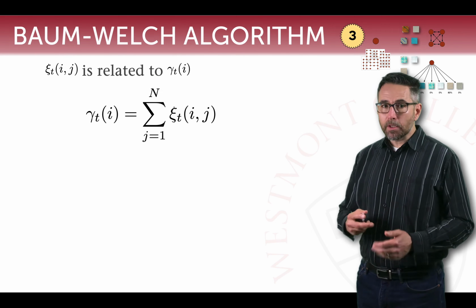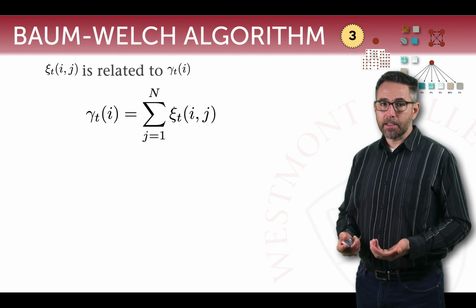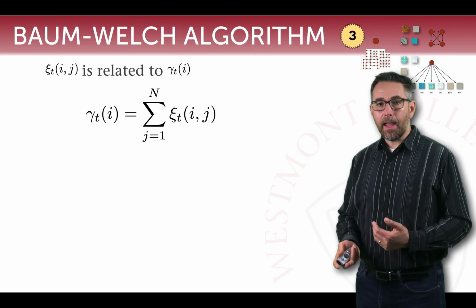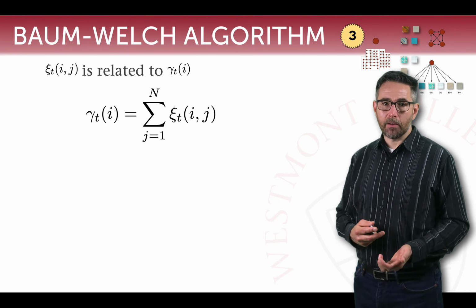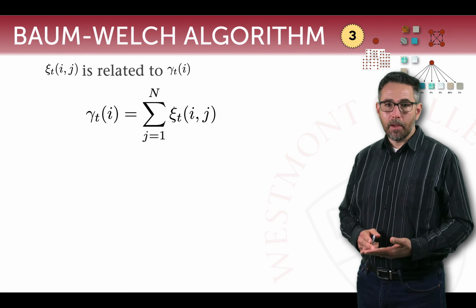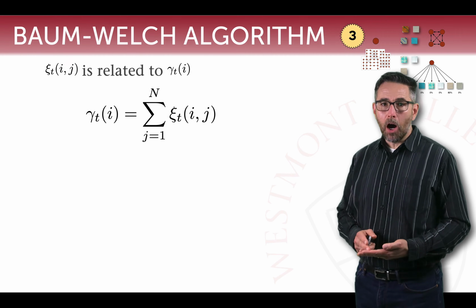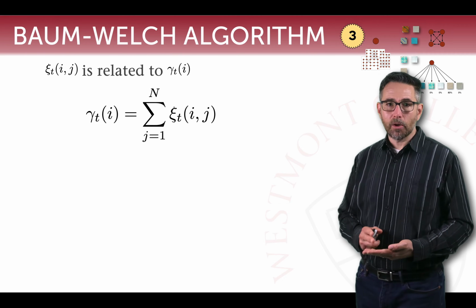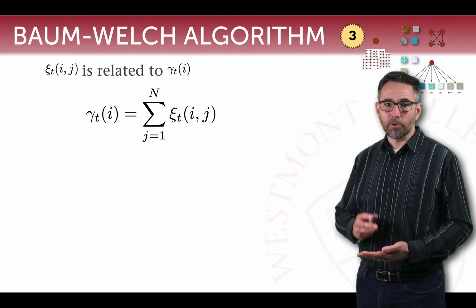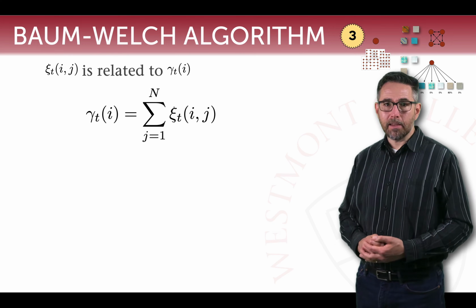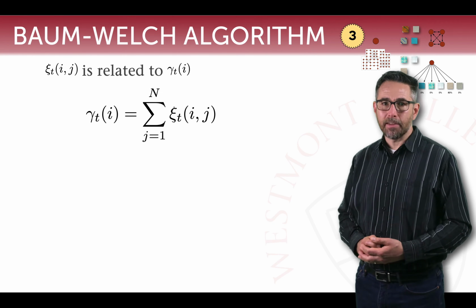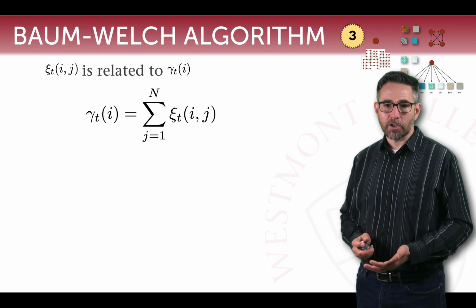If you want to relate this to our other quantities, there is a clear relationship between our new variable xi and gamma that we already had calculated before. Gamma is just one point in time, and so if we sum up all the possible destinations of being at i and going to j, and we sum up over all possible j's, well, that therefore must be gamma t sub i, because we're basically marginalizing out the destination variable from xi.